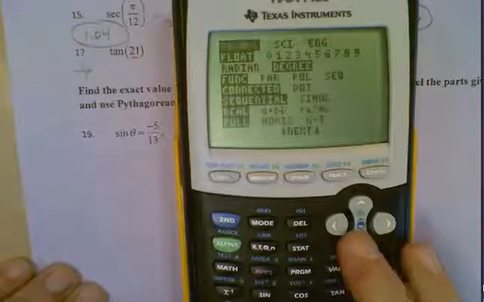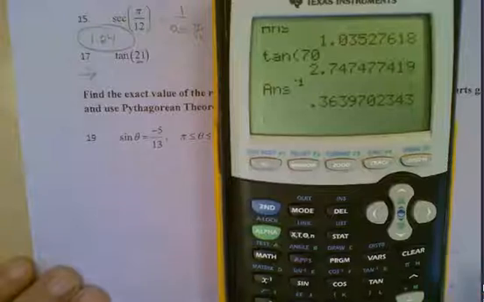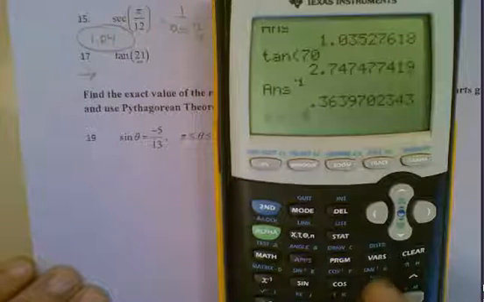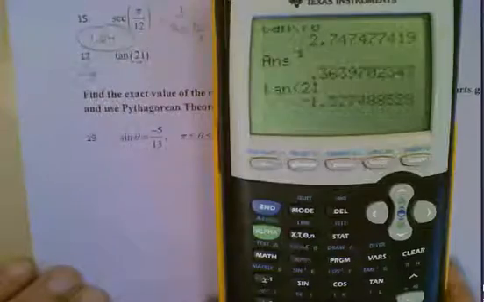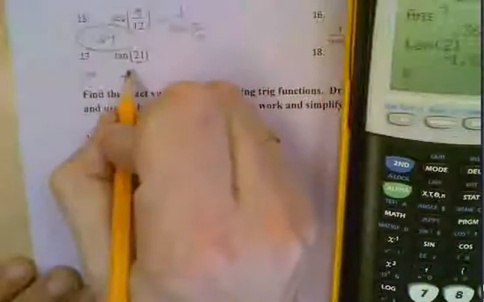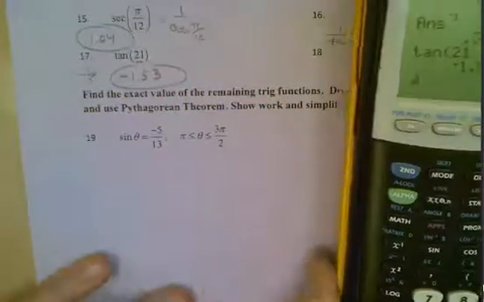So I have to go to mode, make sure I'm in radians, because there wasn't a degree sign there. It asks for the tangent, so all I have to type in is tangent of 21. And I get negative 1.53. So realize that that is a radian measure, not a degree measure.